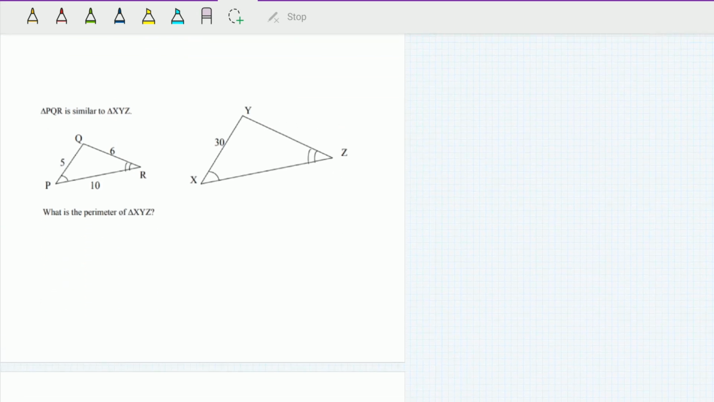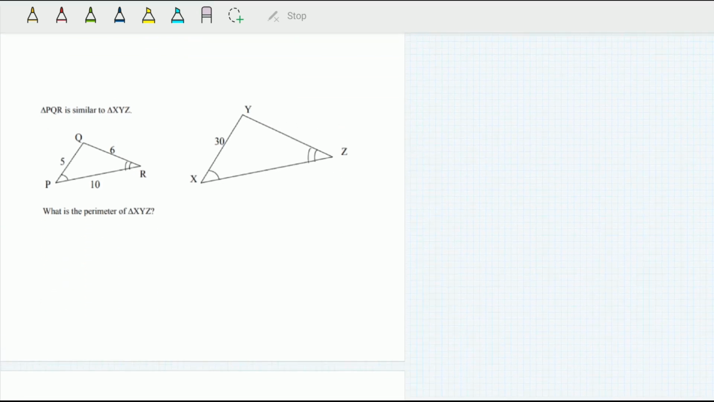So let's go ahead and start this example. First thing I want you to notice is you're looking for the perimeter of XYZ. So that means you're looking for this perimeter here. But there's absolutely no way you can figure this out because you don't have that number, you don't have that number. So there's no way for you to figure out perimeter in that way where you just add all the sides. So this is why you need to know the rule for how scale factor is also included in perimeter.